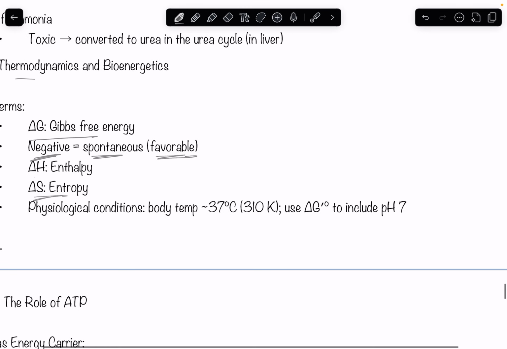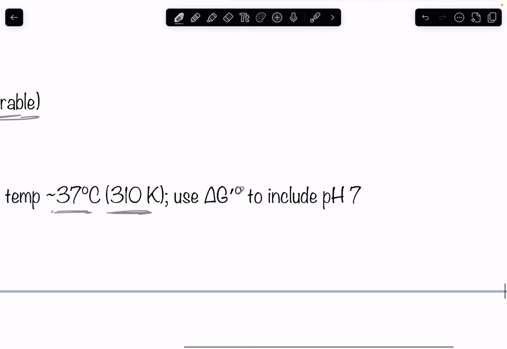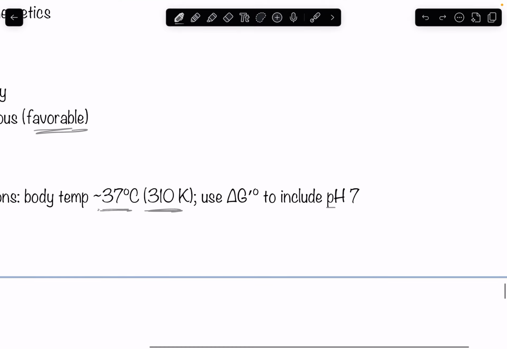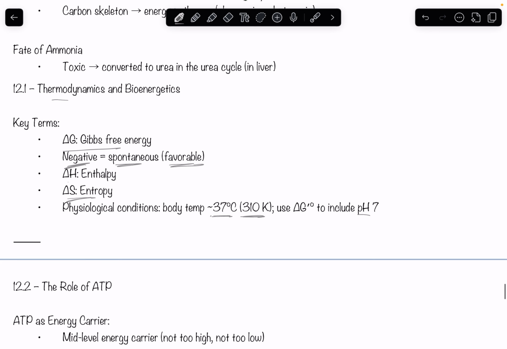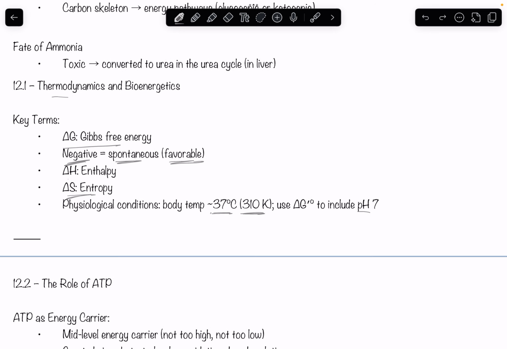You need to know your physiological conditions. Your body temperature is approximately 37 degrees Celsius, which is about 310 Kelvin. And then use delta G naught. Delta G naught is what we call delta G at standard state, and that includes a pH of 7. Actually, it's more like 7.6, but whatever, let's say 7. I mean, we're just setting a foundation. Make sure you know that.